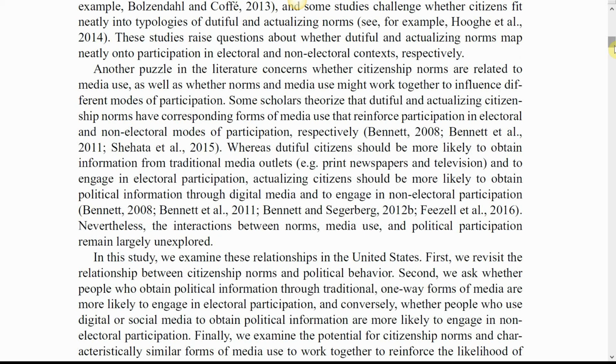That's interesting. In this particular paragraph, they talk about whether or not literature has found a relationship between norms and media use. And then what they're going to go on to question is whether or not that relationship between norms and media use together might have a relationship on behavior. And so you see they have several citations here. Some scholars theorize that dutiful and actualizing citizenship norms have corresponding forms of media use that reinforce participation, and again they give citations. And now they get to the heart of it.